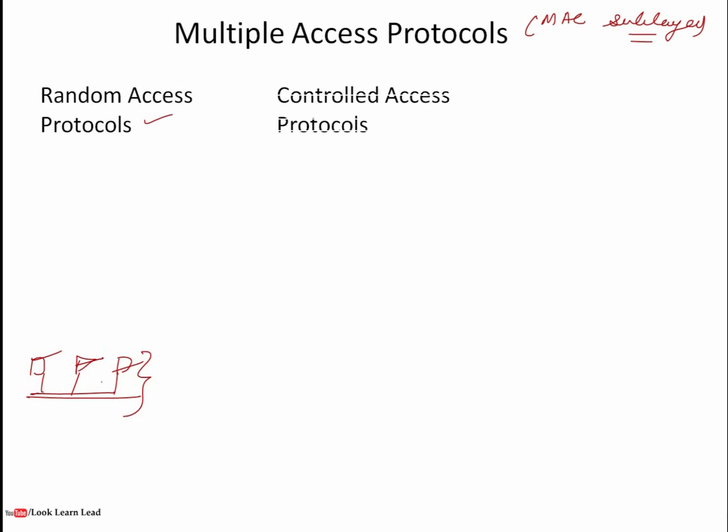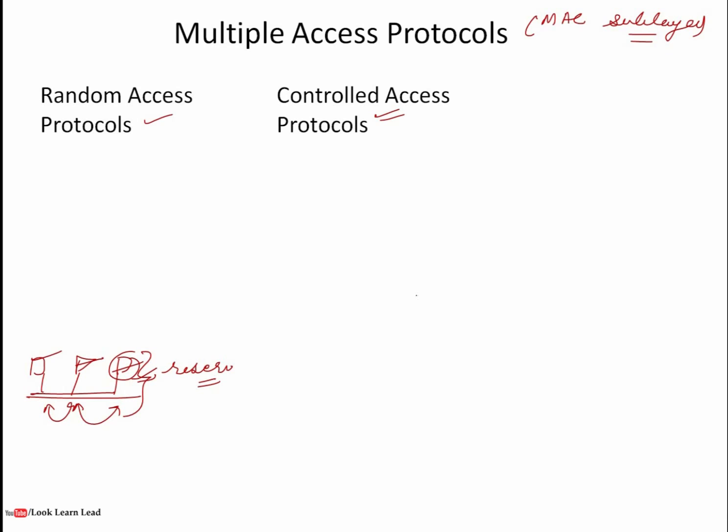Second is the controlled access protocol. What is a controlled access protocol? In controlled access protocol, stations consult one another. If we have three stations, these stations would consult one another to find which station would be sending. There must be some reservation for this.